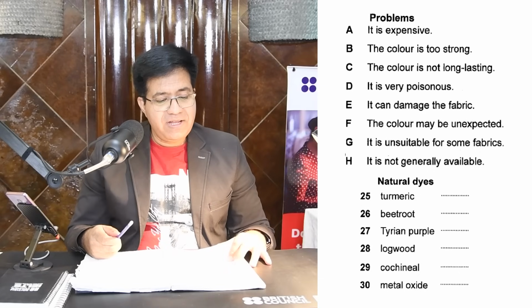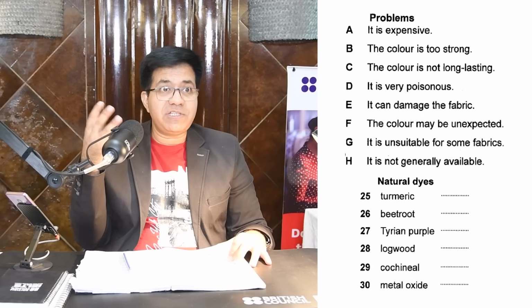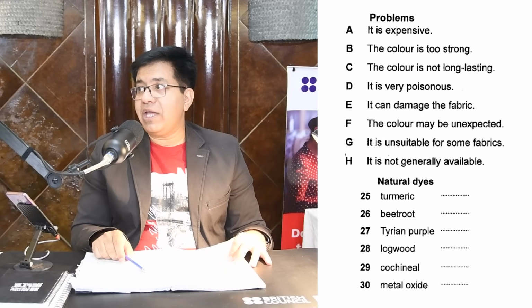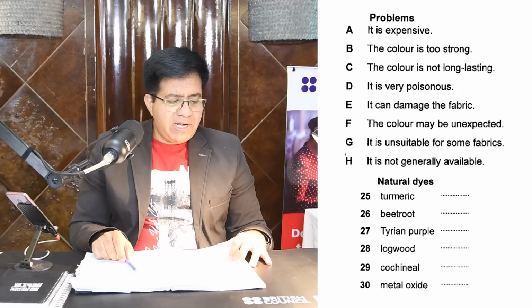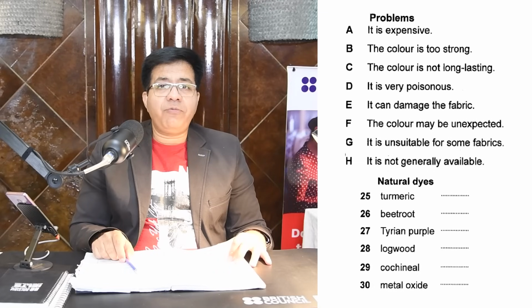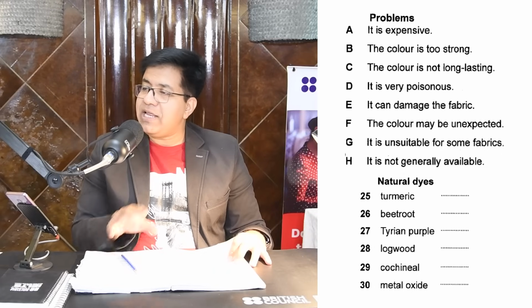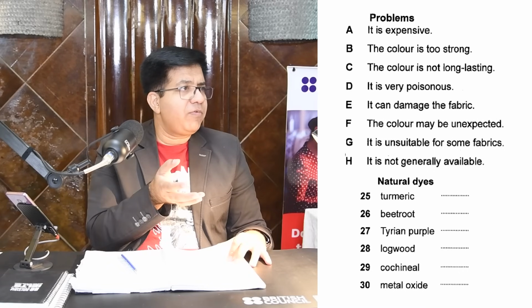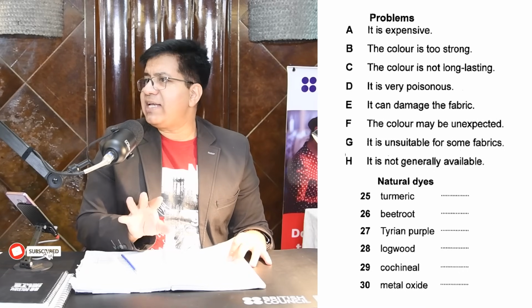Option F. Color may be unexpected. Hands were red, so he was expecting red color, but over there it was a watery cream shade. Unexpected color. Next question number 27 is Tyrian purple. Now for you it is not necessary to know the meaning of Tyrian. Take it as a dye. They mention natural dyes. So Tyrian may be the name of a plant or tree or vegetable or a fruit. Just take it as it is.